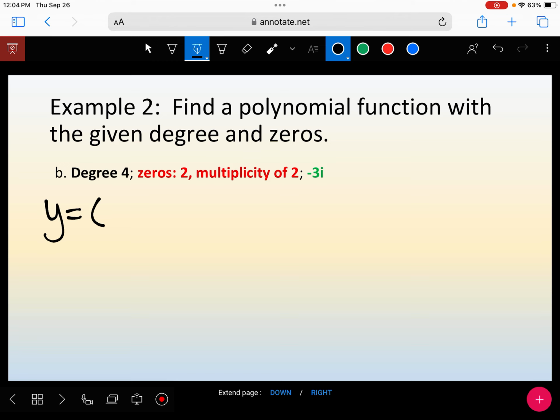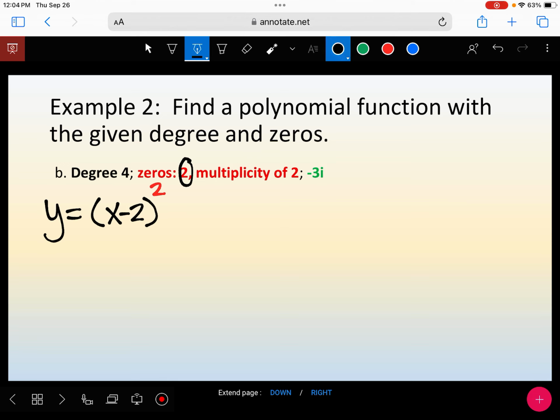So we have y equals, and then if I have a 0 at positive 2, then what would be my factor? X what? X minus 2 or x plus 2? X minus 2. And this one has a multiplicity of 2, so that means that's squared.